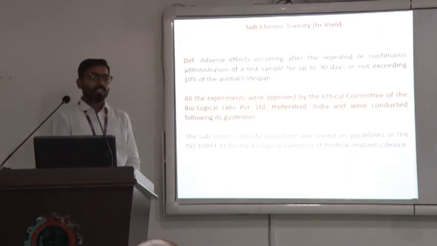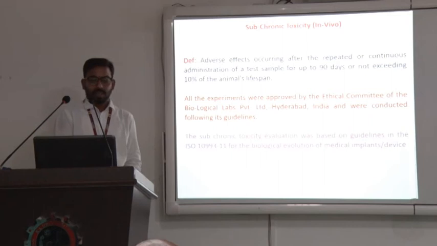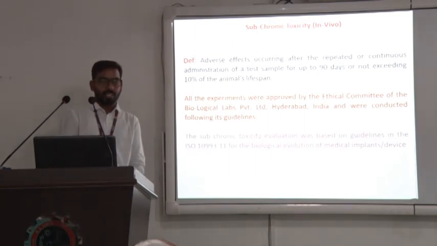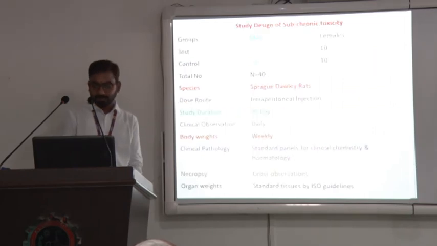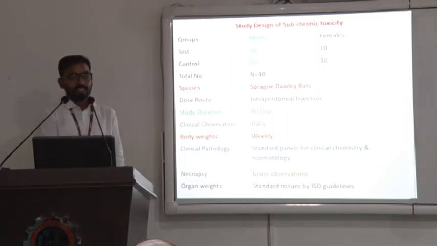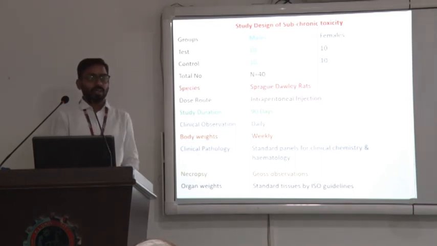Subchronic toxicity. Here, live animals are used for a period of 90 days, with continuous, repeated contact with live cells. This is done according to ISO 10993-11 guidelines. This is the study design for subchronic toxicity. 40 SD rats are selected, 20 of each sex, with 10 for control and 10 for experimentation. The experimental results are compared with the control rat values.